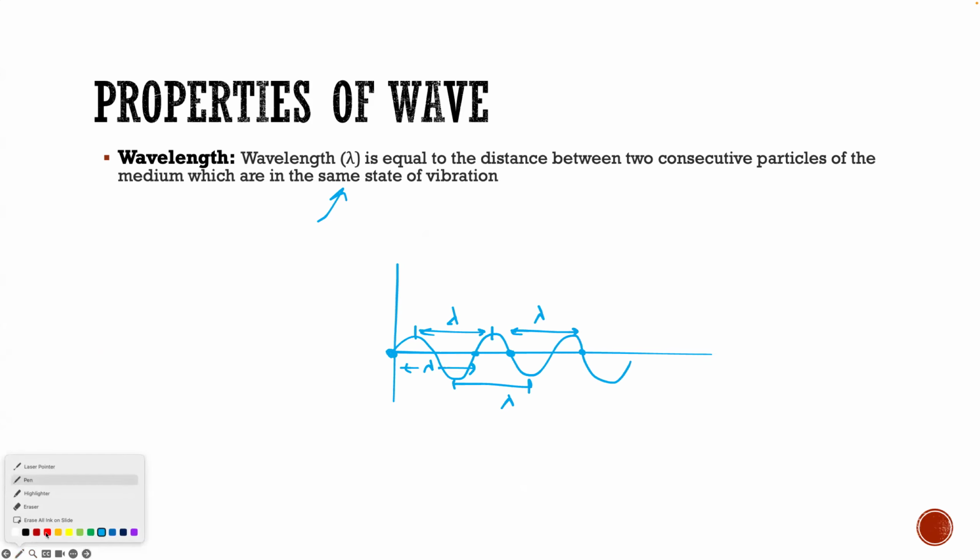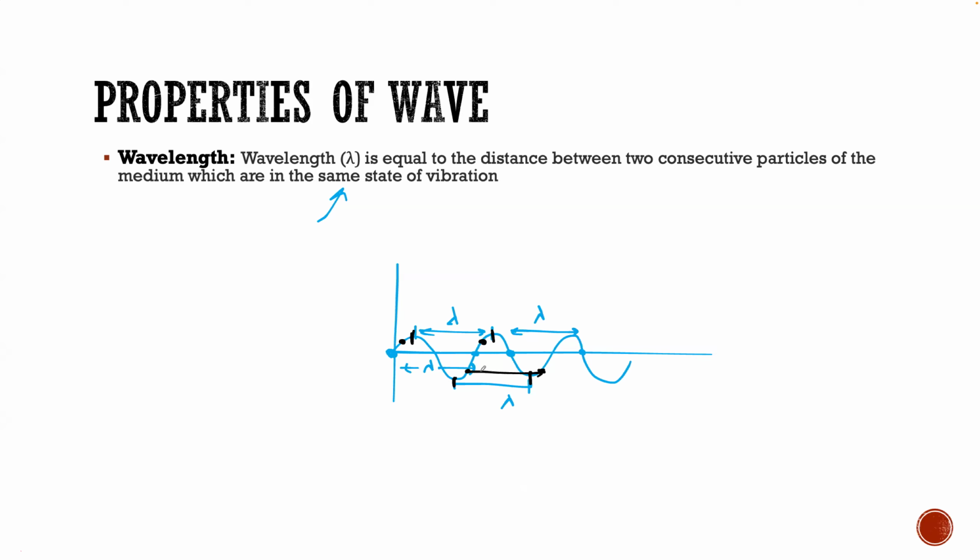Okay, you must have learned in lower grade that the distance between two consecutive crests or the distance between two consecutive troughs is called wavelength. But is it only just crest to crest or trough to trough? No, it can be between any 2 points, maybe this point to that point, or this point to that point.